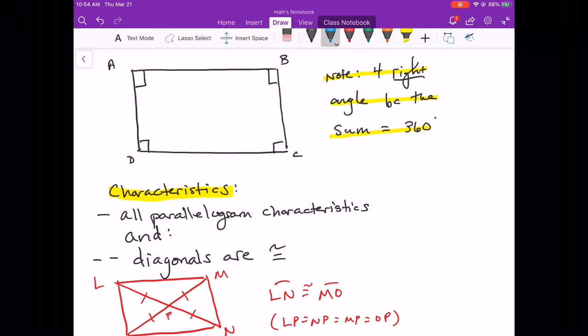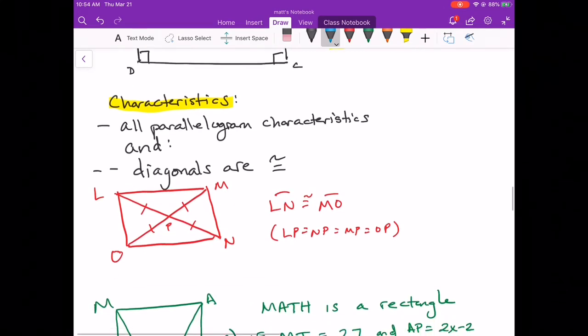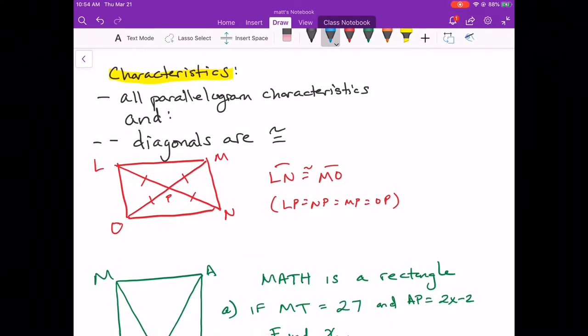You've got all the parallelogram characteristics because a rectangle is a parallelogram, but then in addition to that, the diagonals are congruent. This is something that a lot of construction workers will use when they're measuring and building, when they're doing doorways or flooring, and they want to make sure the corners are indeed right angles. Instead of trying to measure the angles, they'll just make sure that the surface, the door or the floor or the ceiling or the wall, are all rectangular. And the way they can make sure it's rectangular is to make sure that the diagonals are congruent.